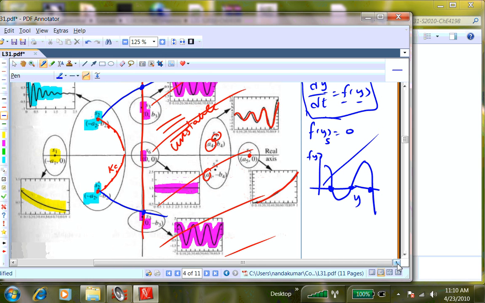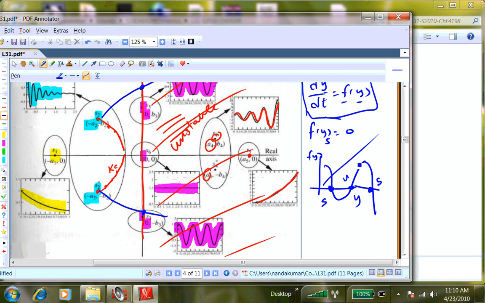Okay. So you're setting f of y equal to 0, you solve for all the values of y that will satisfy that equation, you find that there are three values. Okay? And for this one it is stable, for this one it is stable, for this one it is unstable. How do you determine that? By the eigenvalues. Okay? So suppose this is the scenario.